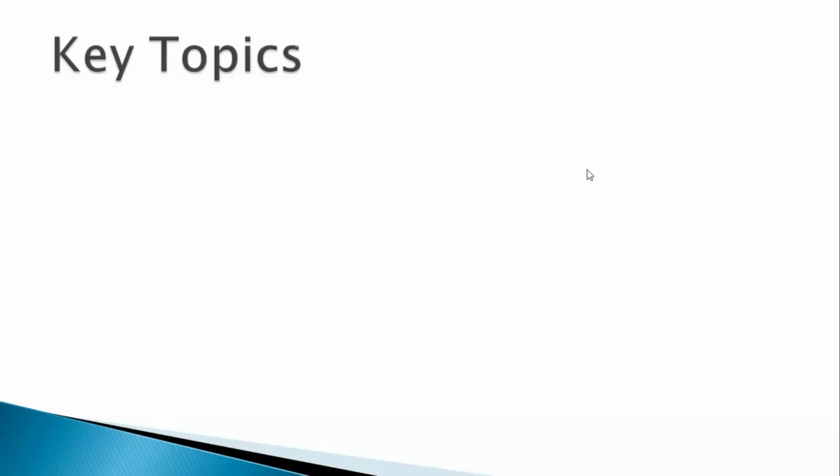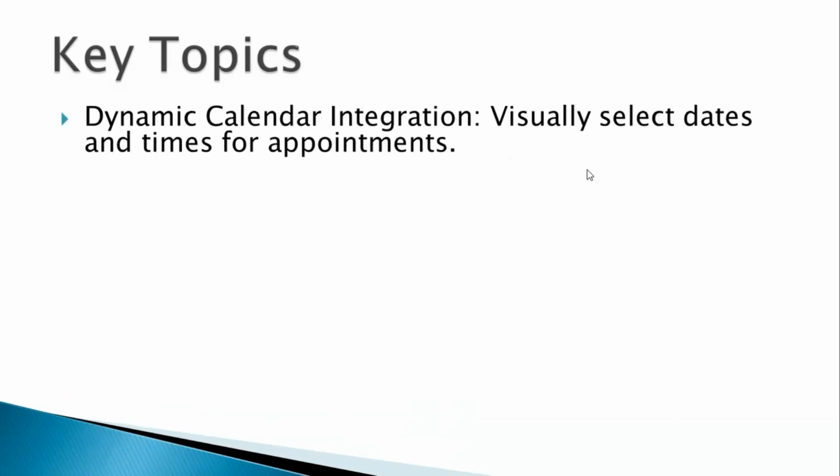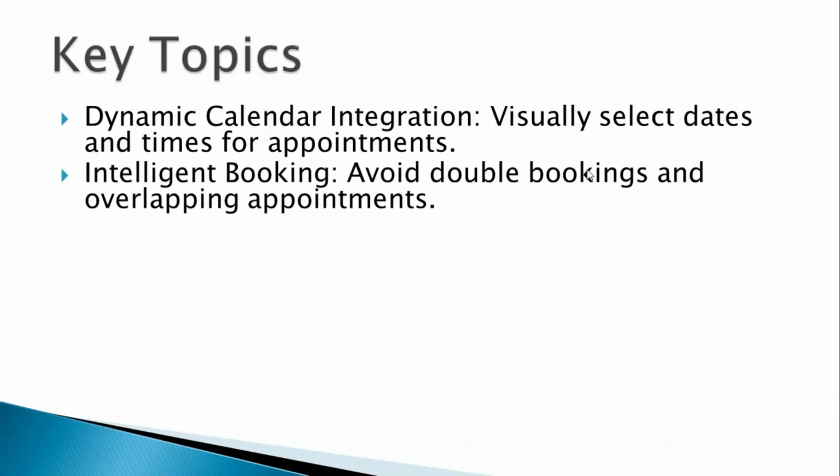The key features you'll learn to implement are, firstly, dynamic calendar integration. Users can visually select dates and times for appointments in the calendar showing the available time slots. Secondly, intelligent booking. The chatbot can avoid double bookings and overlapping appointments by checking the time slots before allowing the user to confirm the selection. Also, the booked time slots are not clickable.